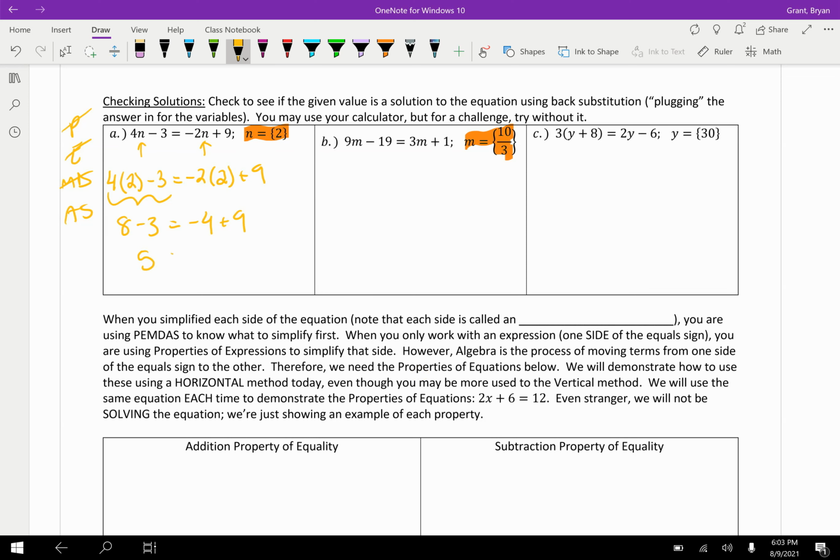8 minus 3 is 5. Negative 4 plus 9 could be tricky. I rearrange it. 9 minus 4, and that's also 5. Because the left side is equal to the right, n equals 2 is a solution.